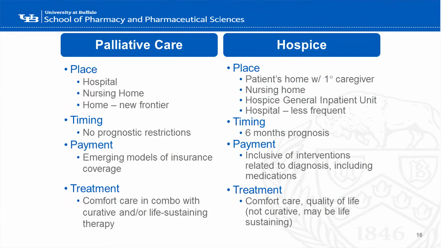Another way to contrast palliative care and hospice care is to look at the place, timing, payment, and treatment associated with each. For the most part, palliative care has been in the hospital setting and more in the nursing home setting, but the new frontier in palliative care has been in home care and keeping patients at home. Contrasting that with hospice care, where primarily patients are in their own home. Surveys have found that most patients would prefer to be in their own home at time of death with their family around them.